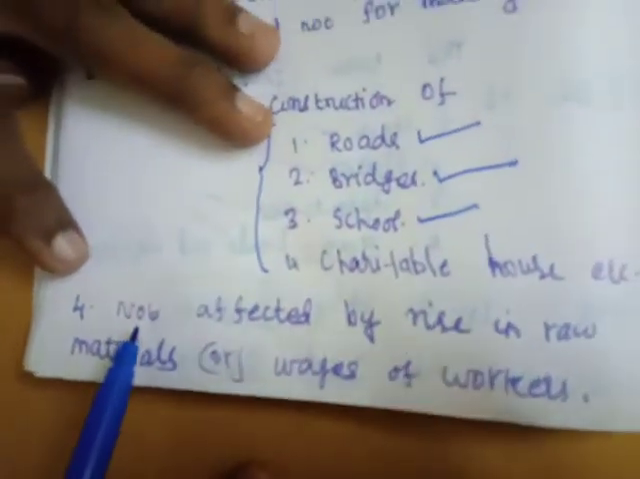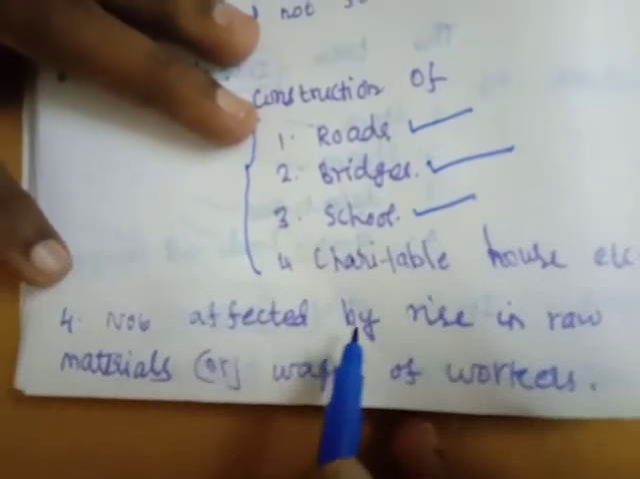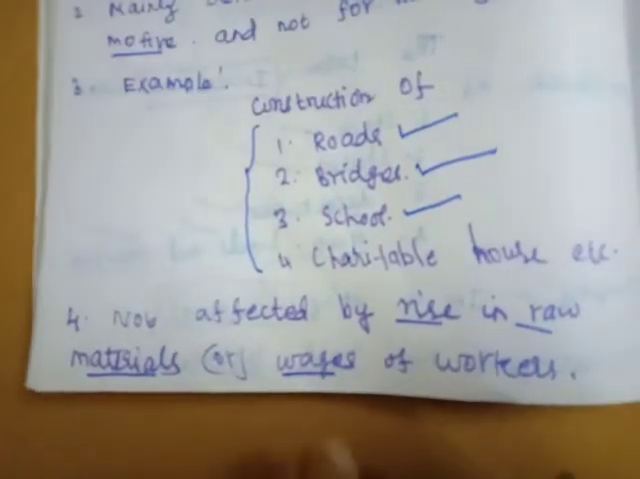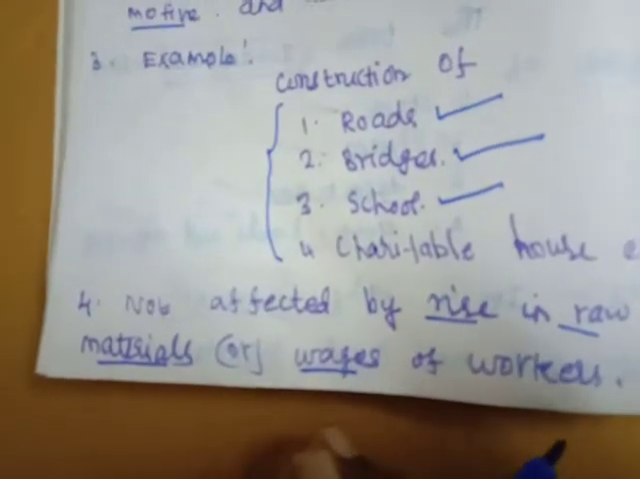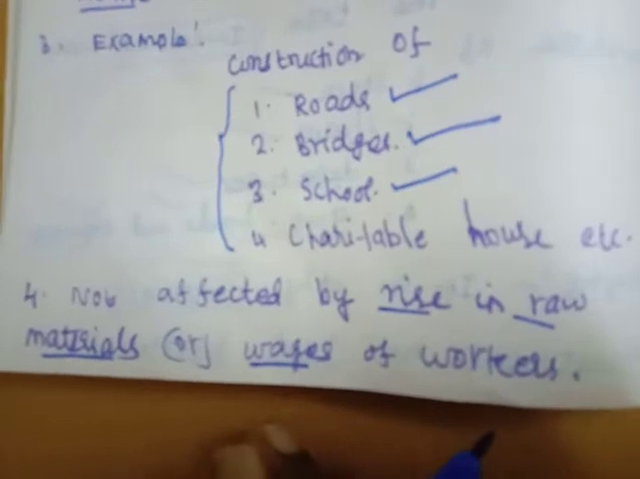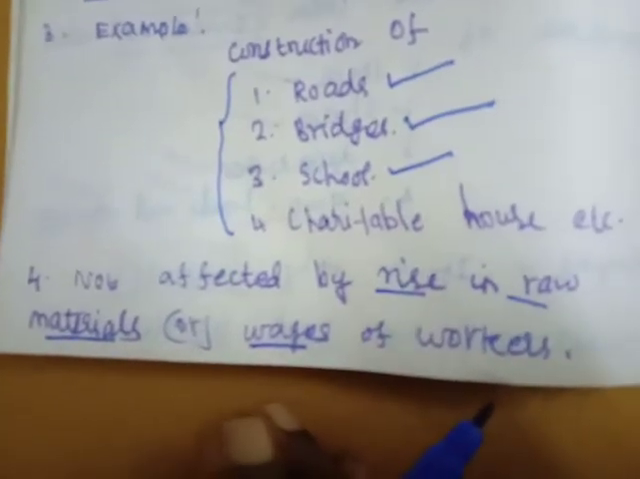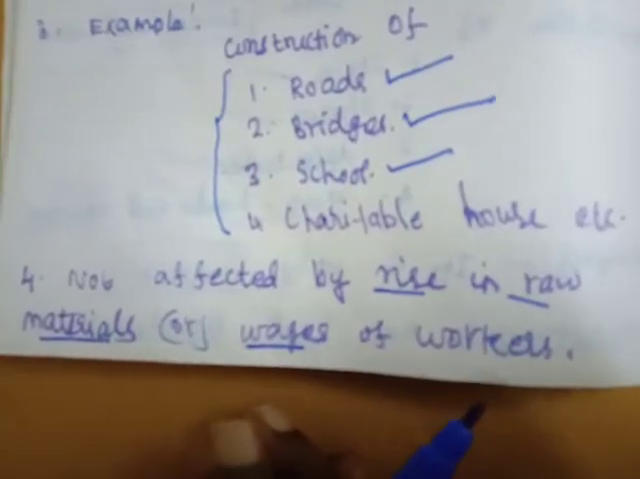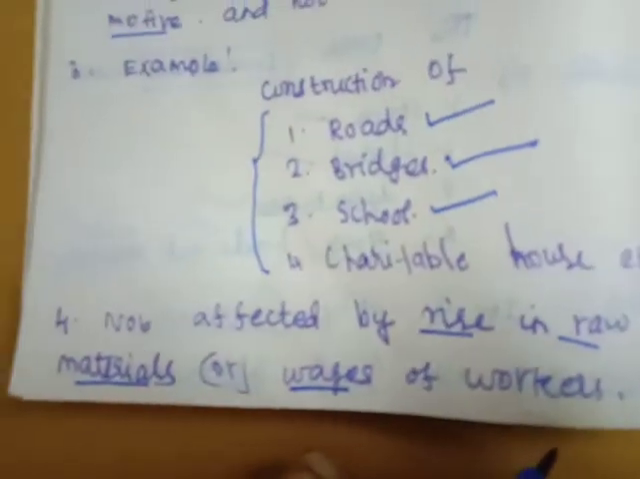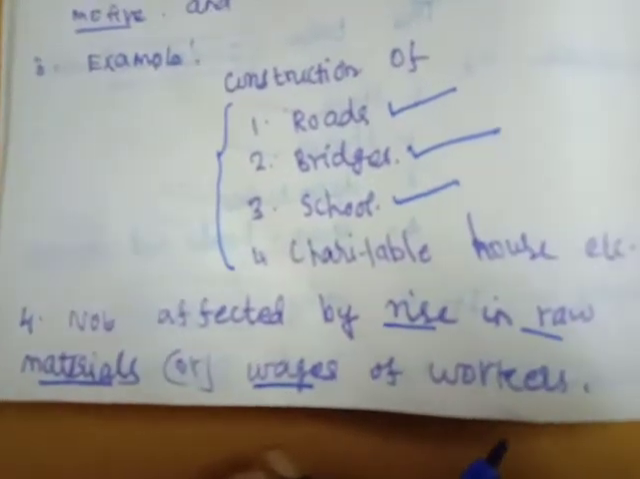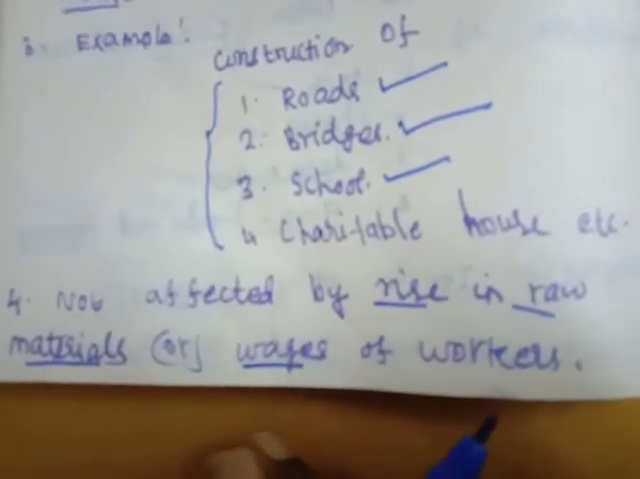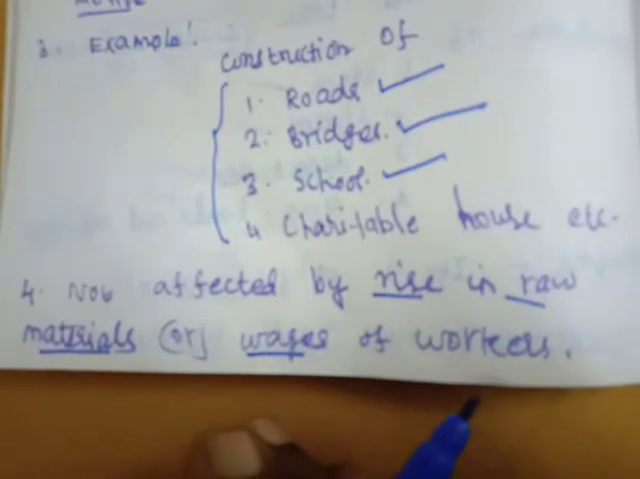And this autonomous investment is not affected by a rise in raw material costs, wages, whatever it may be. It is a purely autonomous investment. For example, if the government constructs a bridge, or constructs the bypass road from Theni to Madurai, and the raw material price is increasing, the laborers need more salary. The climate is totally different, but the government's aim is to construct the road.